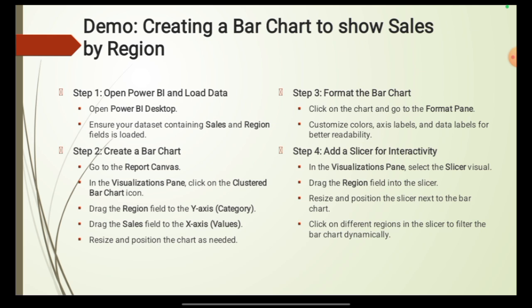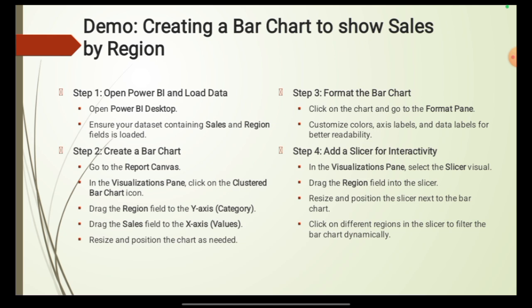Resize and position the chart as needed. Step 3. Format the bar chart. Click on the chart and go to the Format pane. Customize colors, axis labels and data labels for better readability.